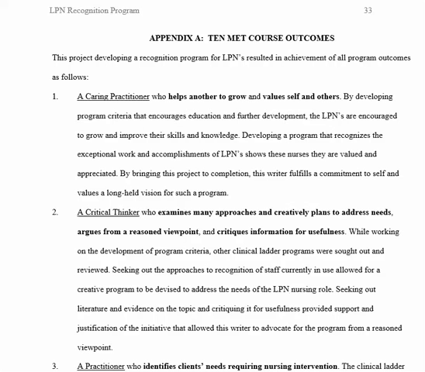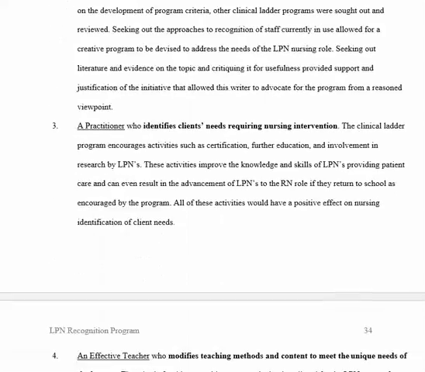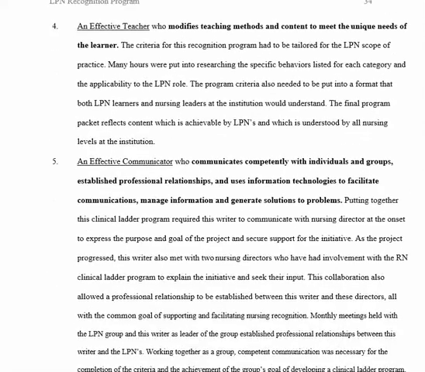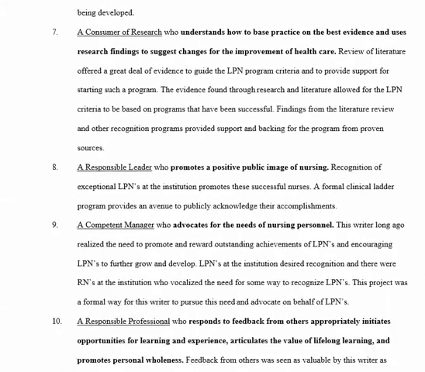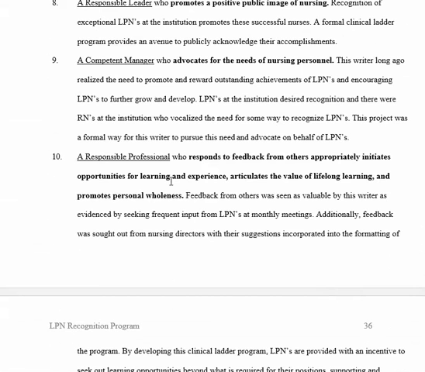The first appendix is always the 10 MET course outcomes, every single time. In this particular one I'm looking at now, they are all listed nicely. These are the 10 lines you will need: a caring practitioner who, a critical thinker who, an effective teacher who, an effective communicator, a collaborator, a consumer of research, a responsible leader, a competent manager, a responsible professional who.